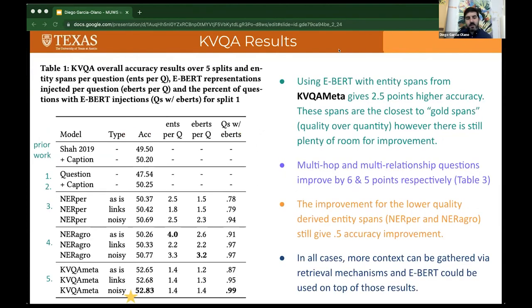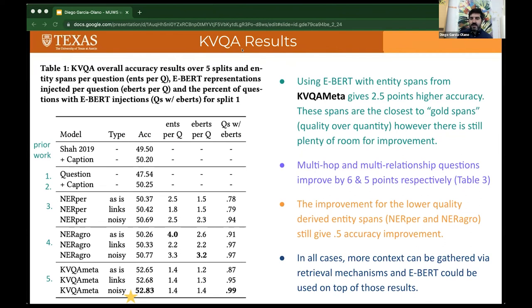So in looking at results for KVQA, we see that using eBERT with entity spans from this KVQA meta entity span set gives us 2.5 points higher accuracy compared with just using the question and image caption itself. So that's 52.83 versus 50.25. And so these spans, the KVQA meta ones, are closest to gold spans. However, there's still room for improvement.